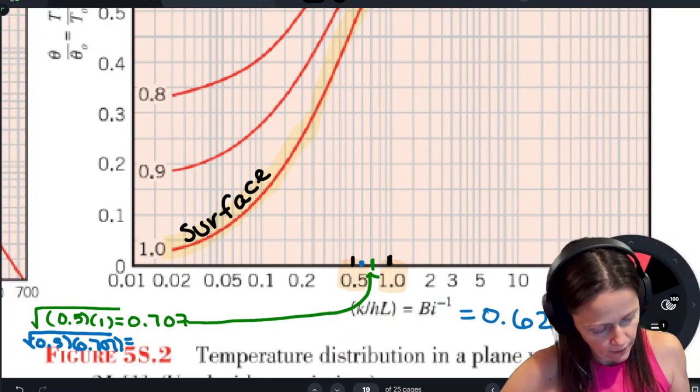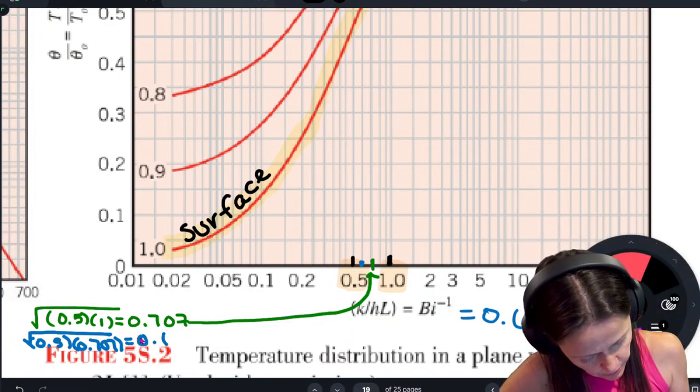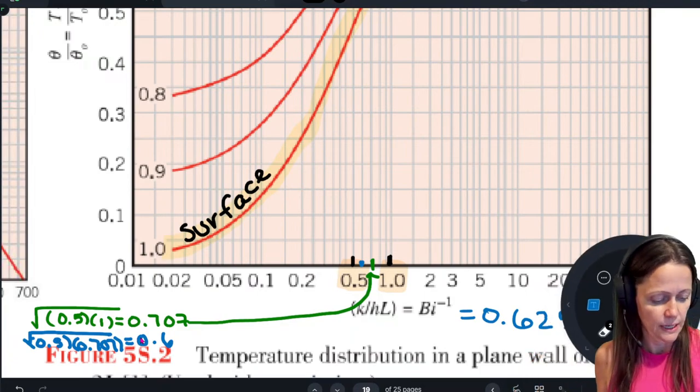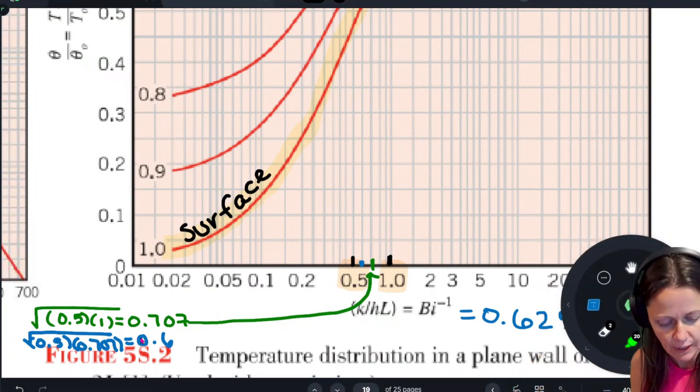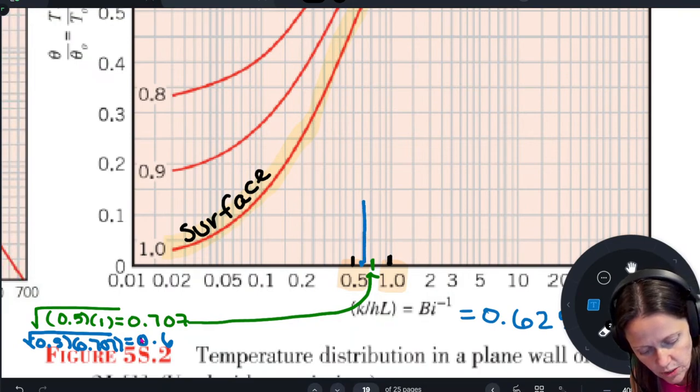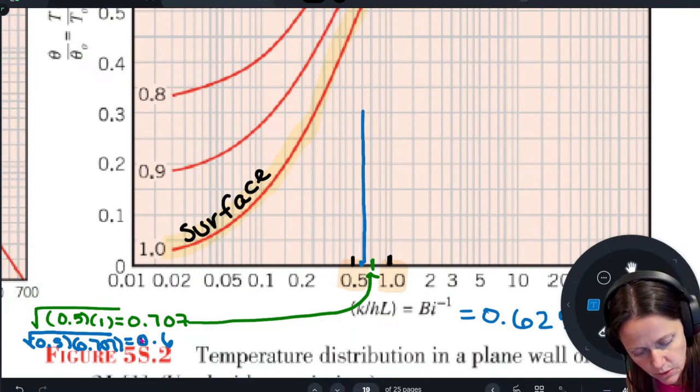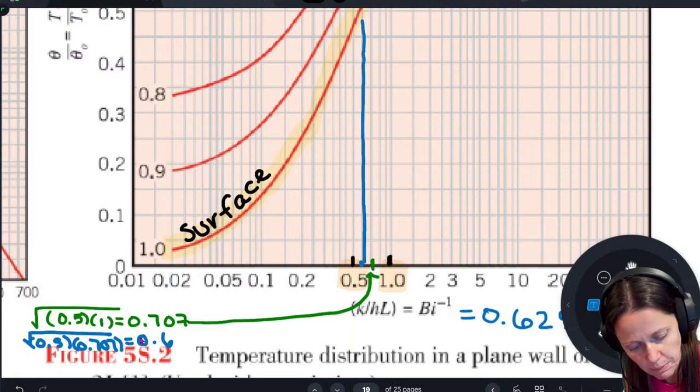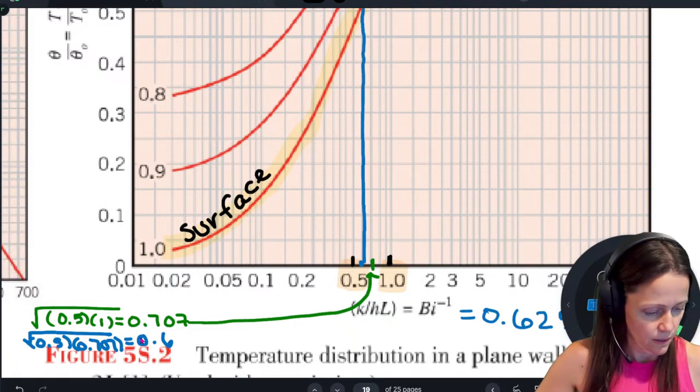I've got 0.6. So I guess it's kind of close to that 0.625, so I would say maybe just a little bit, just a hair to the right. So I'm going to draw a line up here, up, up, up, right there.